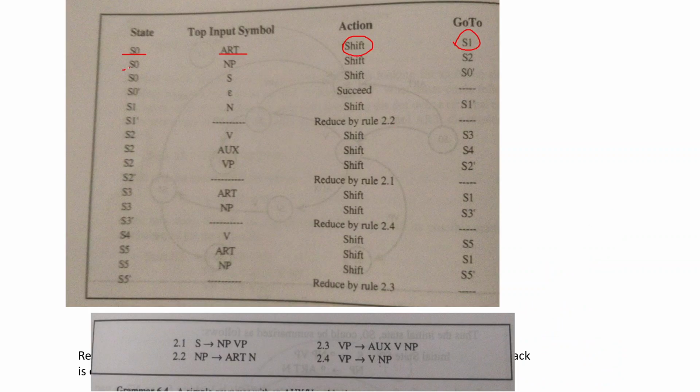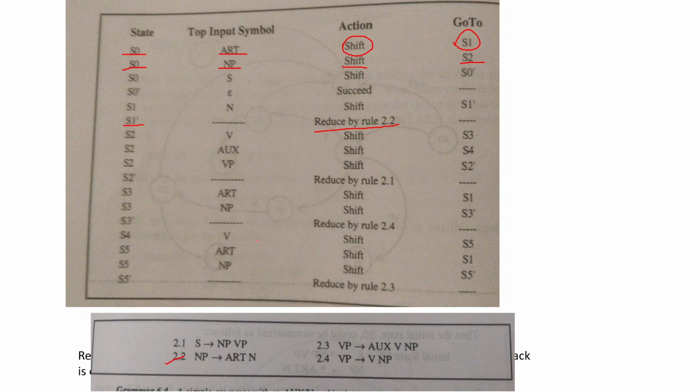Similarly, in S0, if you come across a noun phrase, you shift the noun phrase onto the stack as well as transition to S2, and so on. And if it is S1 dash, the state in which you are in, then you can reduce by rule number 2.2. Rule number 2.2 according to the grammar is this. So we pop out article and noun on top of the stack and replace it with noun phrase and so on. Basically this table is what drives the parsing.